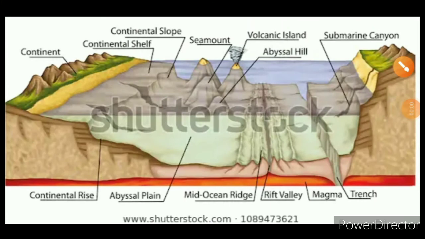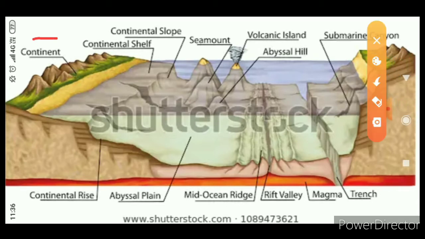Look at the picture, children. I will explain one by one about the major relief features of the ocean. Continent. 7 main areas of land on the earth are called continents. Continental shelf.